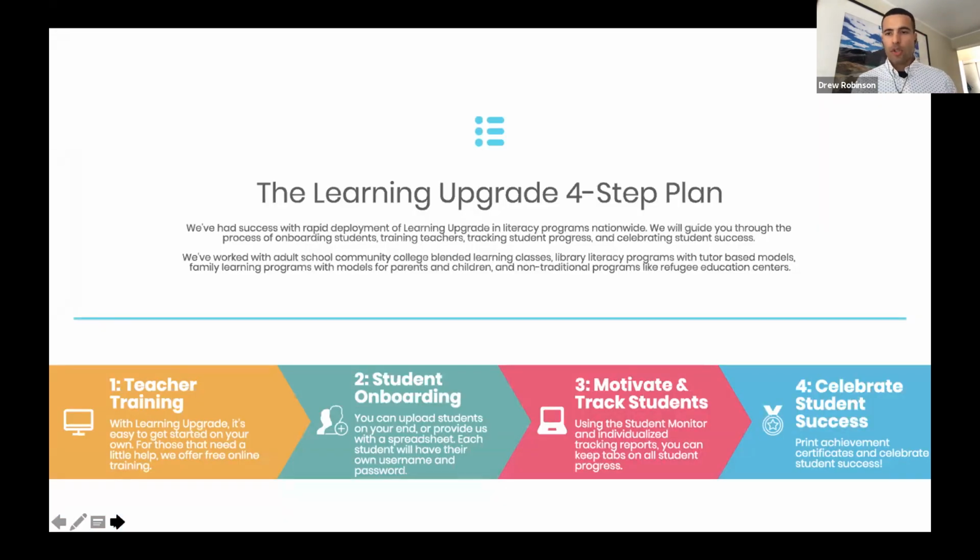For getting started with Learning Upgrade, everything is structured around these 4 main steps. Number 1 is teacher training, which is what we're going to be doing in today's session. What I'll be covering in the teacher training are steps 2, 3, and 4. The first is student onboarding. I'm going to show you how your learners can self-enroll and how you can enroll them as a teacher. Number 3, I'm going to show you how to motivate and track your students.